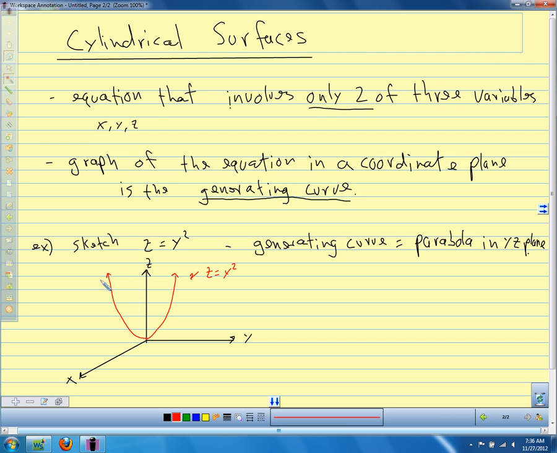So I can extend this parabola along parallel to the x-axis. So along here, I'm going to have a cylinder like so. A parabola. And this extends in the negative x direction also. X can take on negative values. So what I end up with is kind of a parabolic trough.